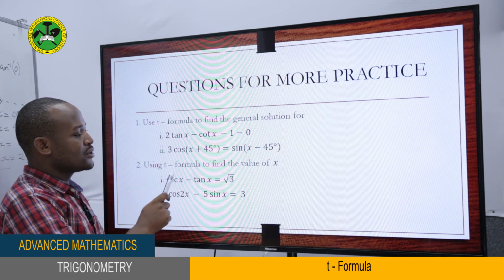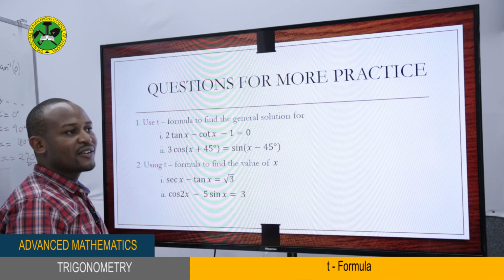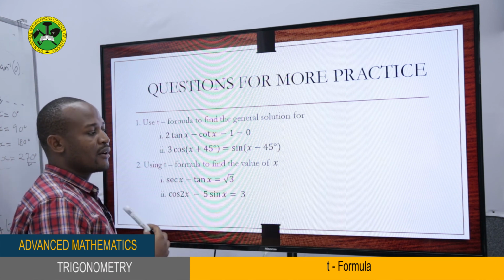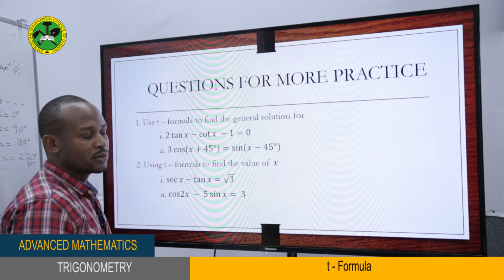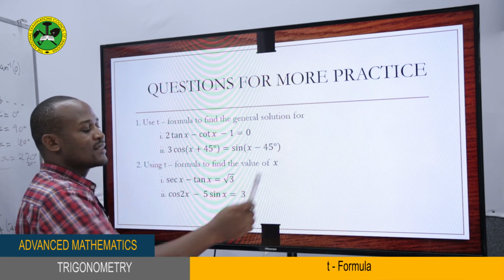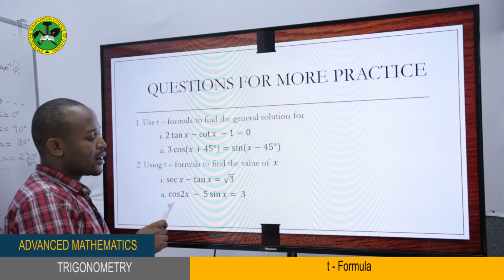And then we have the use of the T formula to find the values of x. Also, the value of x can range over different ranges, either as we did last time in our examples, or negative 360 to positive 360, or from 0 to 360. So do all of the cases and see how you can perform that.